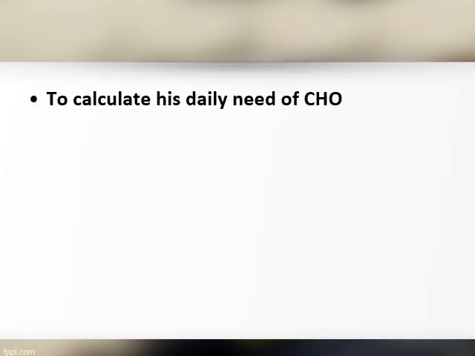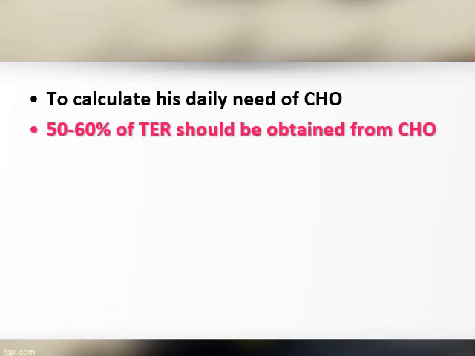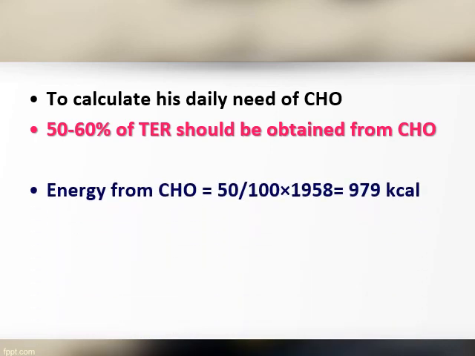To calculate his daily need of carbohydrate, you have to know that 50 to 60% of the total energy requirement should be obtained from carbohydrates. So energy from carbohydrate equals 50% multiplied by the total energy requirement, which is 1958, which is equal to 979 kilocalorie.